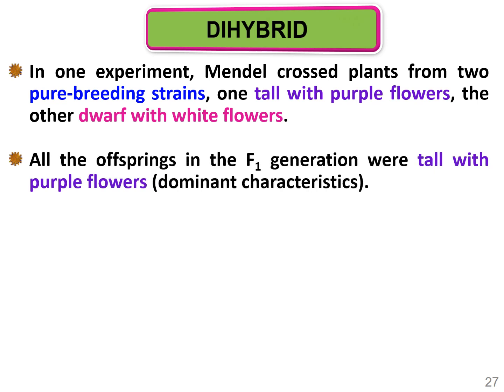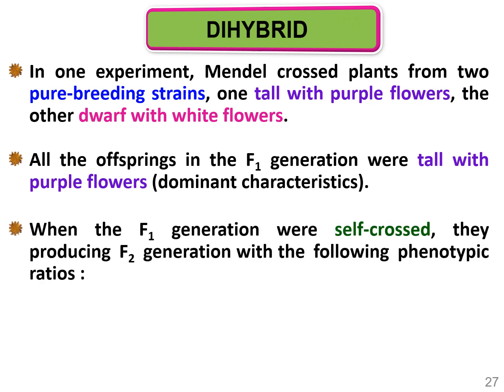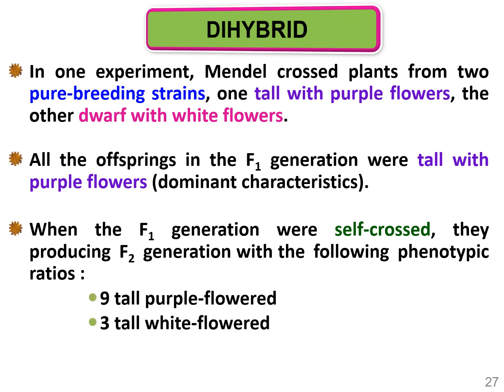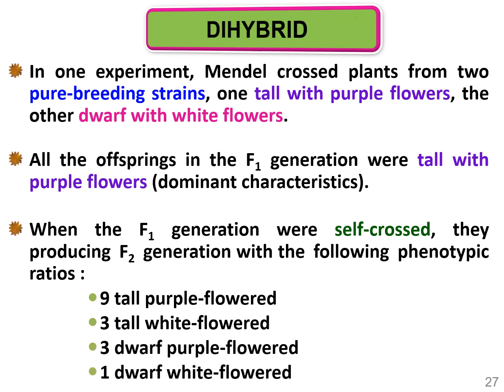So all the offspring in the F1 generation were tall with purple flowers, which are the dominant characteristics in this plant. When the F1 generation was self-crossed, they produced an F2 generation with the following phenotypic ratio, 9:3:3:1, which is 9 tall purple flowered, 3 tall white flowered, 3 dwarf purple flowered, and 1 dwarf white flowered.